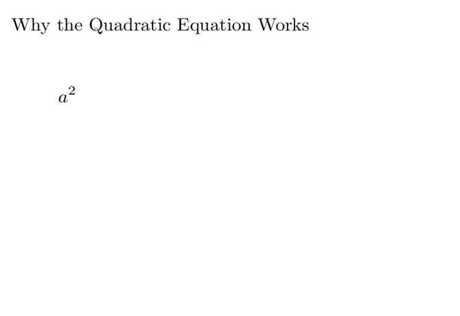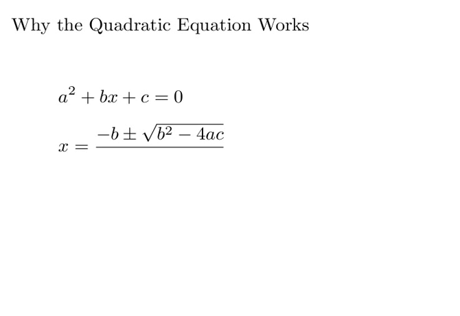So let's just do one quick brief review. By quadratic equation we mean that ax squared plus bx plus c equals 0 has the solution x equals negative b plus or minus the square root of b squared minus 4ac, all over 2a. So this, for x, is going to give us the solution for this quadratic equation.